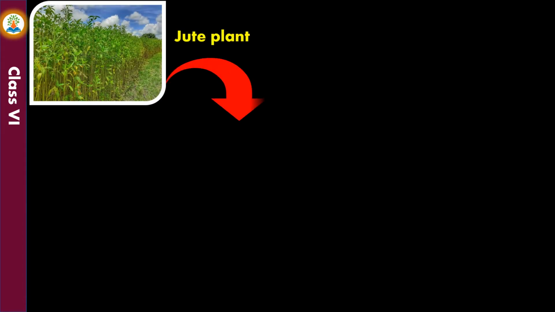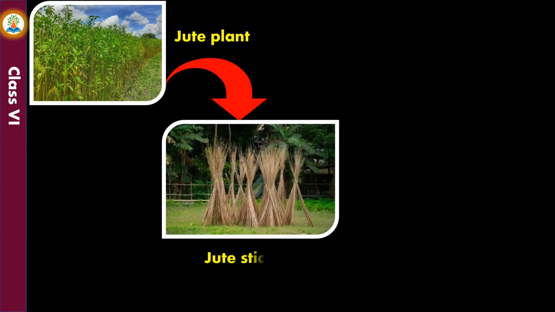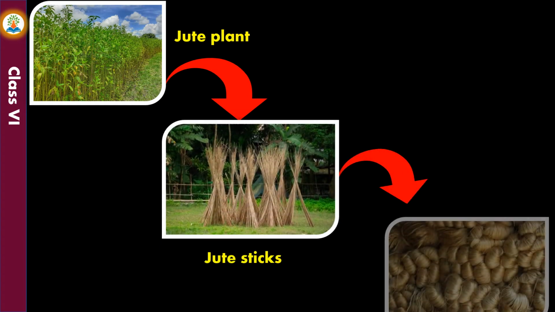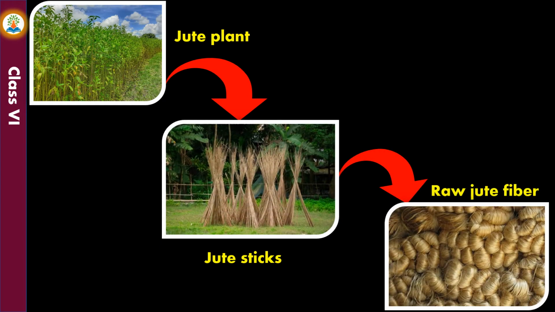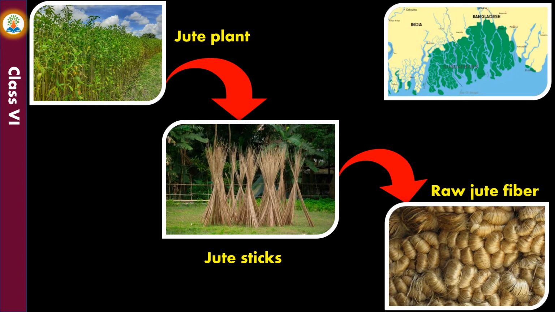Jute plant needs high temperature and plenty of rainfall to grow. It grows well in soil that contains sand, silt and clay. Alluvial soil is best suited for the cultivation of jute. In India, it is majorly grown in the Sundarbans Delta.